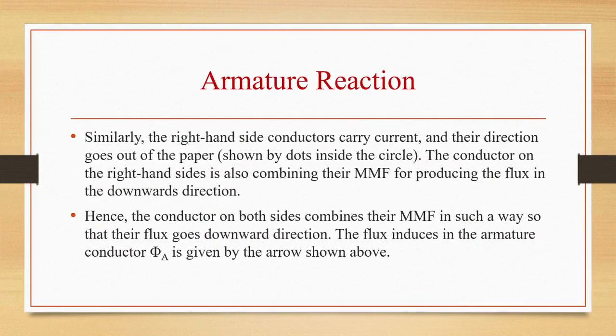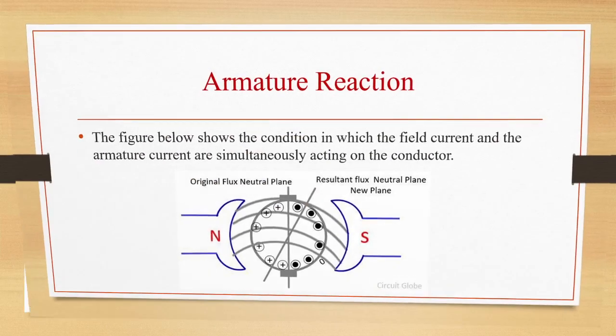Similarly, right hand side conductors carry current whose direction goes out of the plane of the paper, which is shown by a dot inside the circle. Conductors on the right hand side also combine their MMF for producing flux in the downward direction. So conductors on both sides combine their MMF in such a way that their flux goes in the downward direction, and the flux induced in the armature conductors, phi A, is shown in the figure.